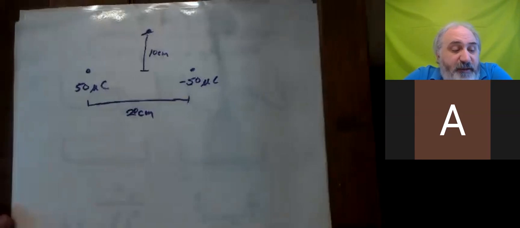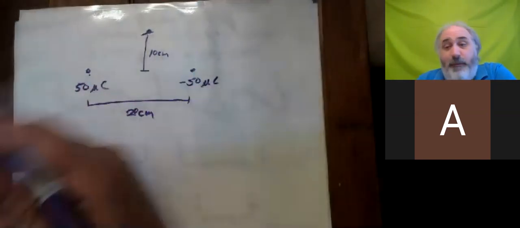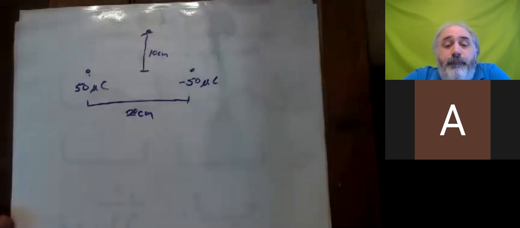If I wanted to calculate that electric field, I'd do the same process we've been doing. I'd find the electric field for this guy, the electric field for this guy, and I'd add them together. So far, so good? So, what direction is the electric field going to be from the positive charge at that location?